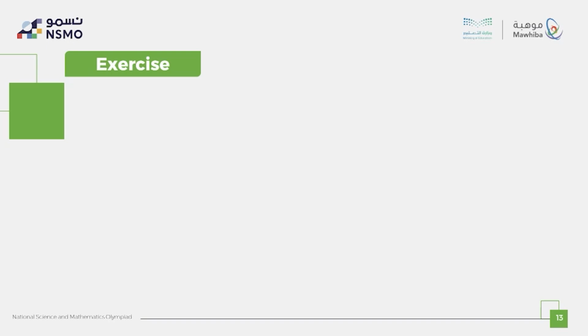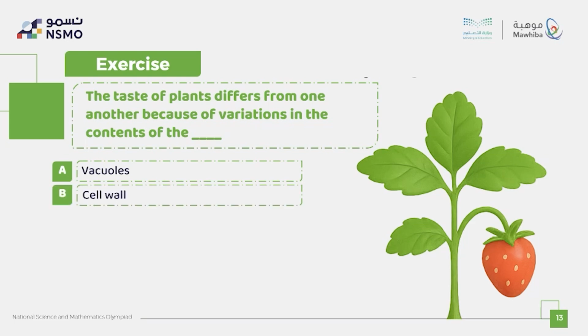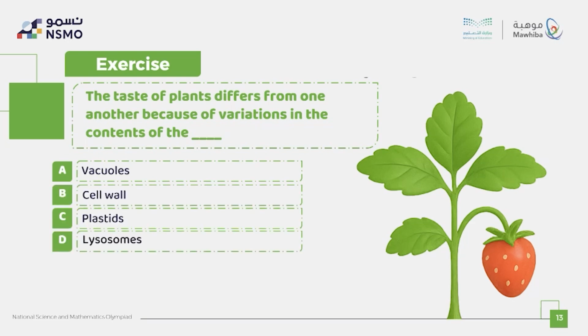Now that we have learned about several important cell organelles, such as endoplasmic reticulum, Golgi apparatus, lysosome, and vacuoles, let's apply this knowledge with a quick exercise. The question asks: the taste of a plant differs from one another because of variations in the contents of the what, guys? Is it vacuoles, or cell wall, or plastids, or lysosomes?